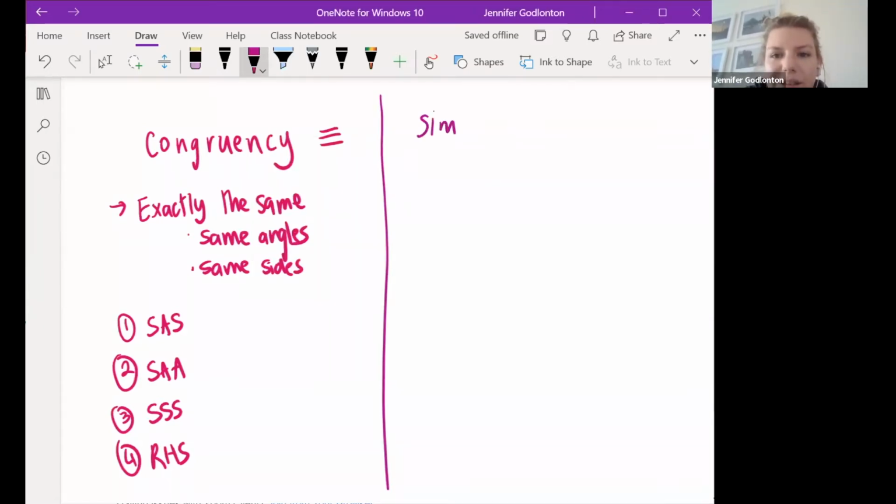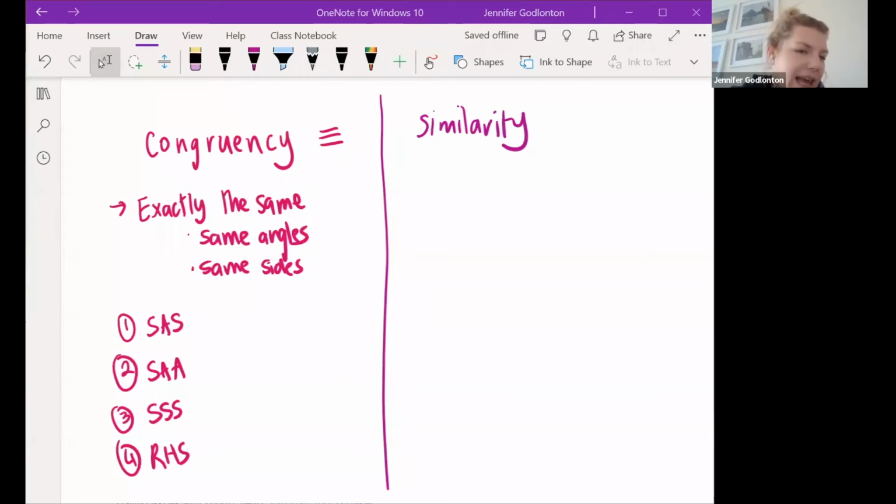So similarity. Similarity, I want to know what symbol I use for similarity, and I want to know what it means for 2 things to be similar. Kaylee, can you tell me what symbol I use for similarity? Ma'am, it's 3 lines up. Good, 3 lines up. Okay, and what does it mean for 2 shapes to be similar?